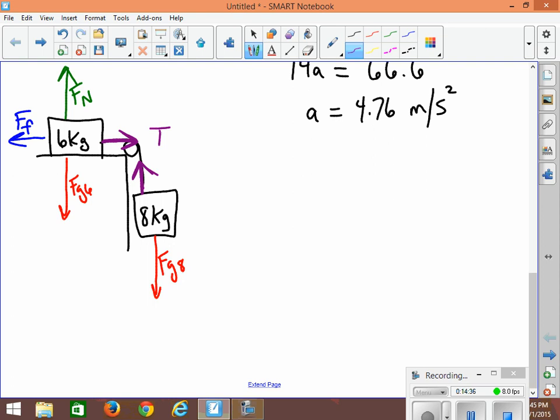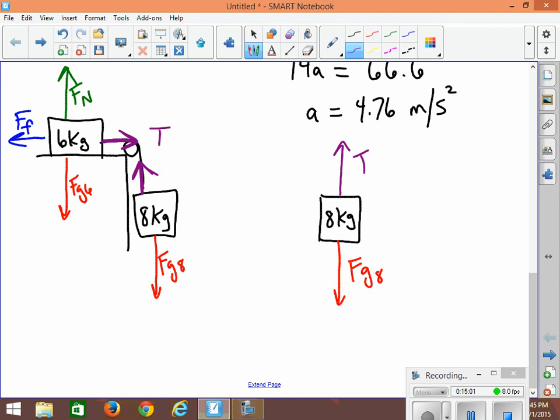And we're going to do it by analyzing one of the two blocks. Let's take the 8 kilogram block in isolation by itself. If you look at it, the only forces that are affecting it are the force of gravity pulling it down and the tension force pulling it up from the rope. There's no friction here, there's no surface, there's no normal, it's just hanging there.